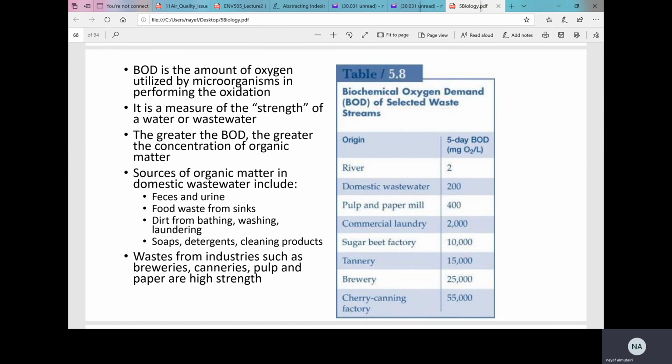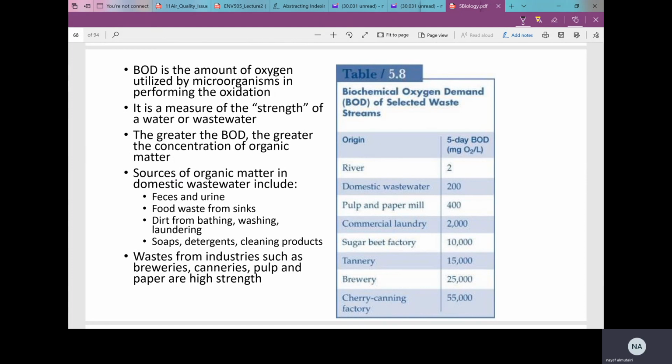Okay, so what is the meaning of BOD? You can see that BOD, this is a good definition of BOD, and that's very nice. BOD is the amount of oxygen utilized by microorganisms in performing the oxidation. Oxidation of what? Of organic. It is a measure of the strength of a water or wastewater. What is the meaning of that? The meaning is that the greater the BOD, the greater the concentration of the organic matter.